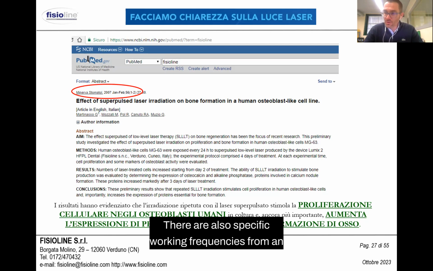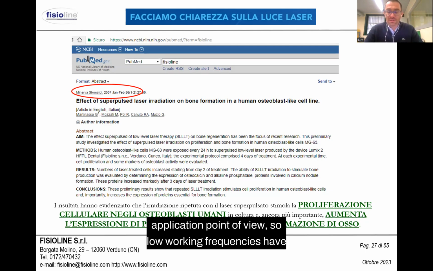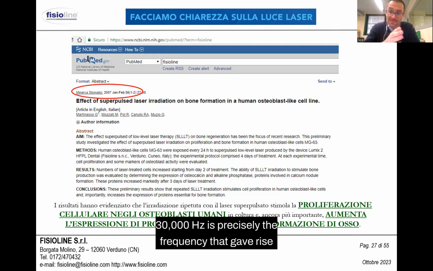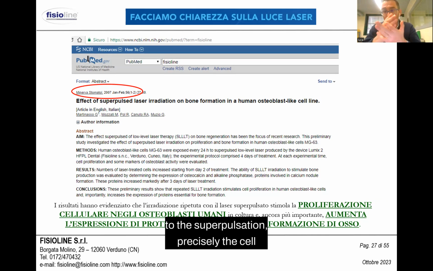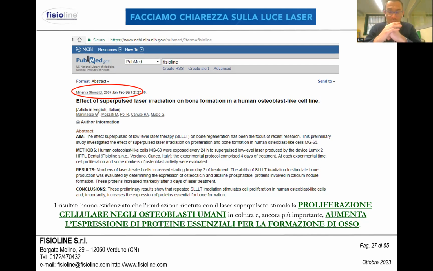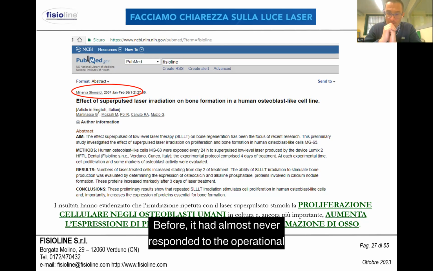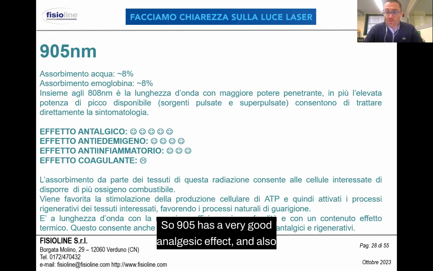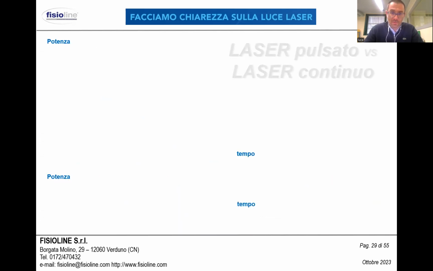There are also specific working frequencies from an application point of view: low working frequencies have an antalgic effect, higher working frequencies have a more analgesic, anti-inflammatory and biostimulation effect. 30,000 Hz is precisely the frequency that gave rise to the superpulsation, with the cell responding to this frequency. Before, it had almost never responded to the operational activity of the pulsed source. So 905 has a very good analgesic effect, and also a good anti-edema effect.